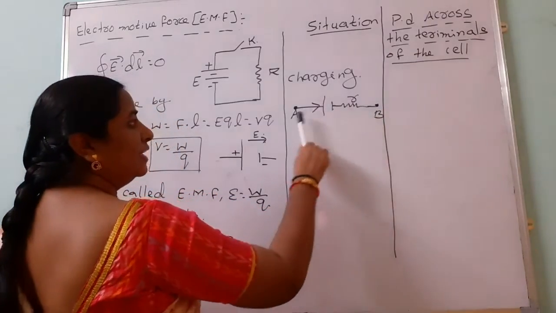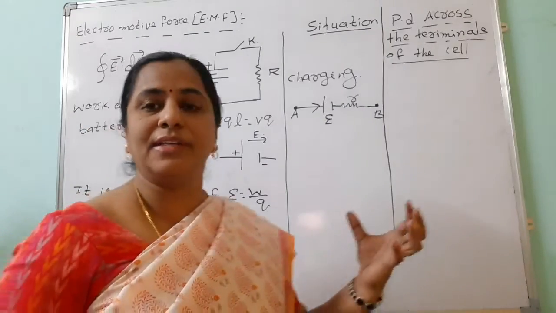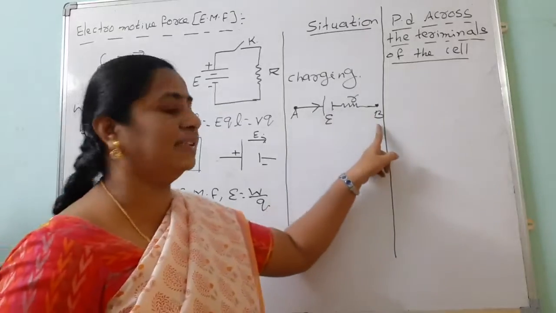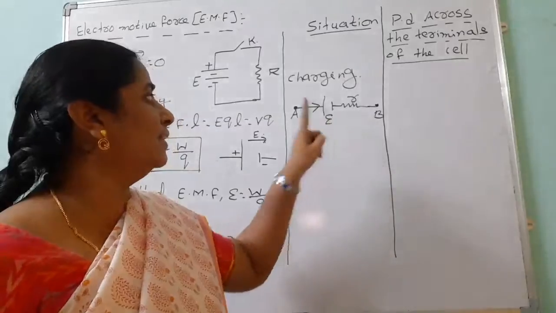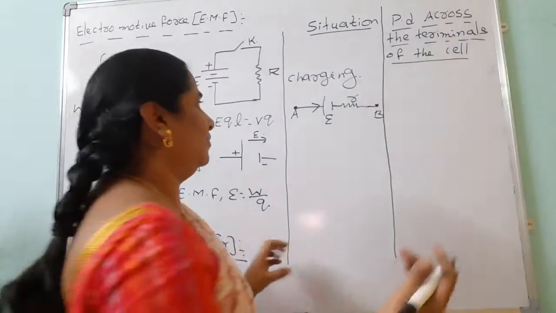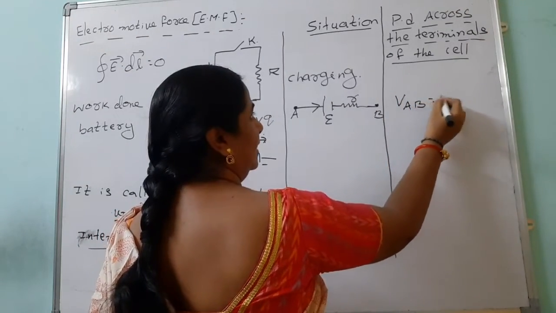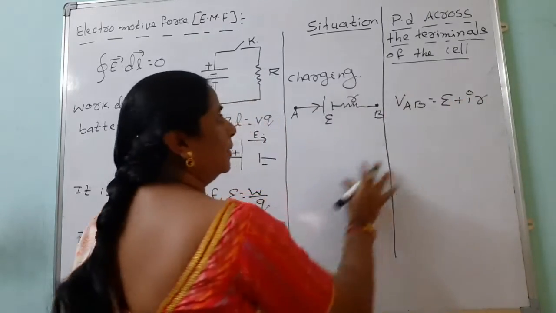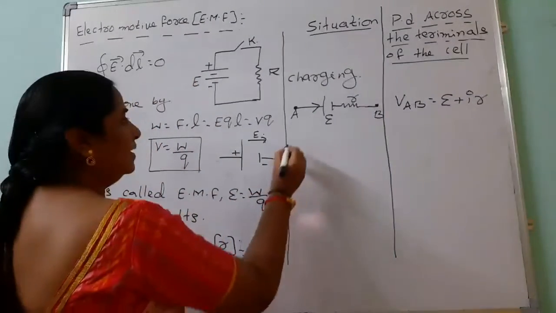What is the potential difference across this? Here the electromotive force is epsilon. The potential difference is across the two points. The electromotive force is due to the battery, represented by epsilon. In the case of charging, the potential difference VAB across AB is epsilon plus Ir, where I is the current passing through the circuit and r is the internal resistance. And one more condition: discharging.